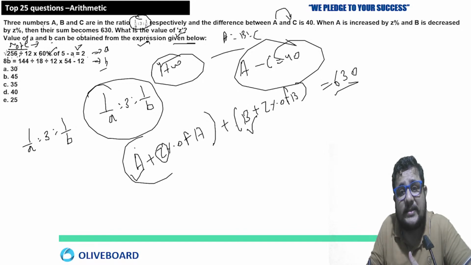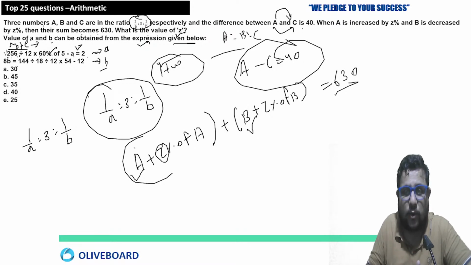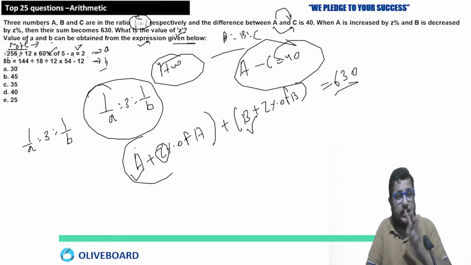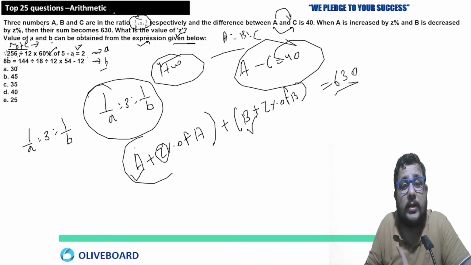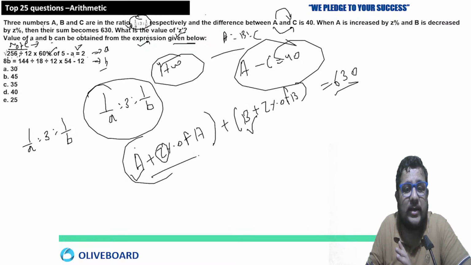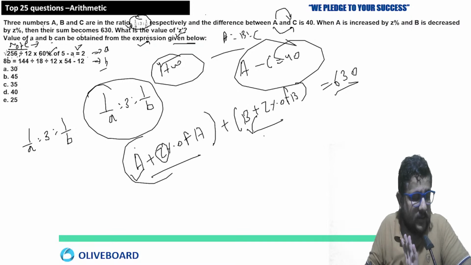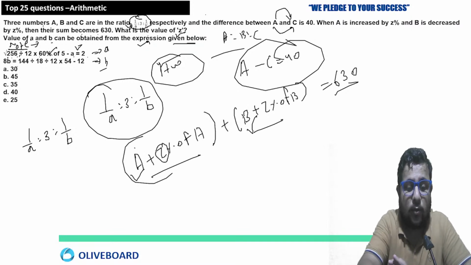The difference between A and C is already given. What is the difference between A and C? That is 40. So when A is increased by Z% and B is decreased by Z%, their sum becomes 630. By this A and C difference, you can compare by the ratio, and when you compare these values, you will get the values of A, B, C. Then put the values in this equation. Still find any difficulty? Do let me know now.